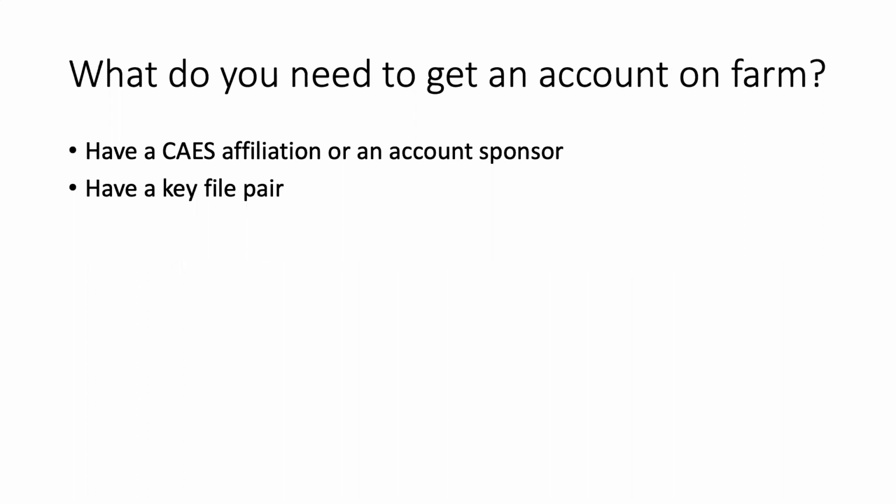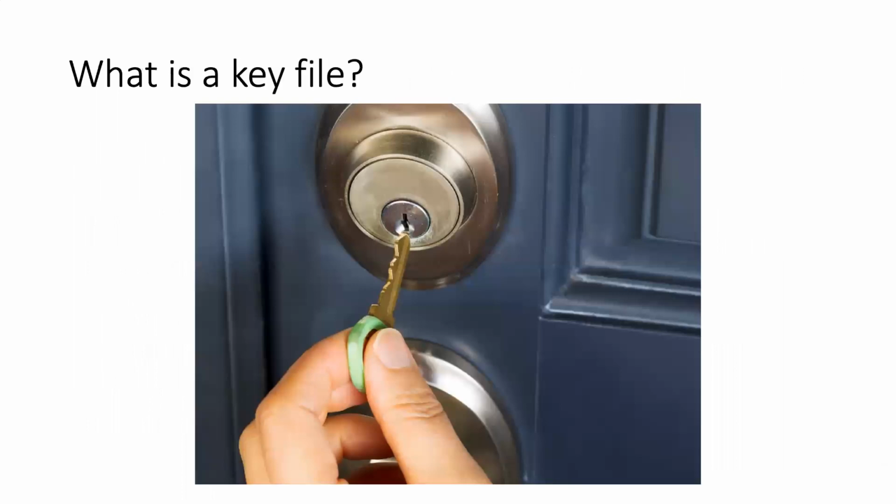So what do you need to get an account on Farm? Either a CAES affiliation and an account sponsor, or an account sponsor, and you need a key file pair. So what is a key file pair?